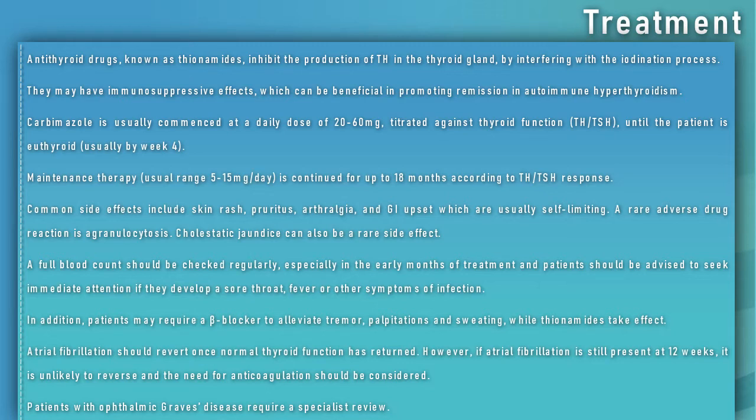In addition, patients may require a beta blocker to alleviate tremor, palpitations, and sweating while thionamides take effect. Atrial fibrillation should reverse once normal thyroid function has returned. However, if AFib is still present at 12 weeks, it is unlikely to reverse and the need for anticoagulation should be considered. Patients with ophthalmic Graves' disease require a specialist review.